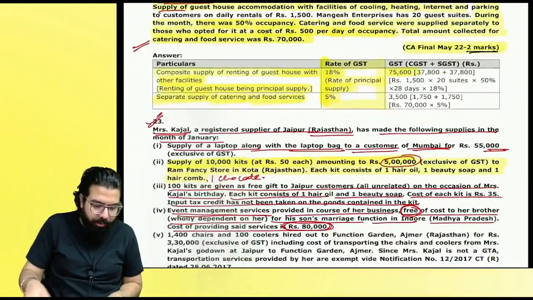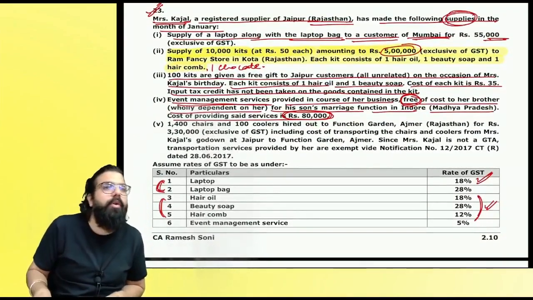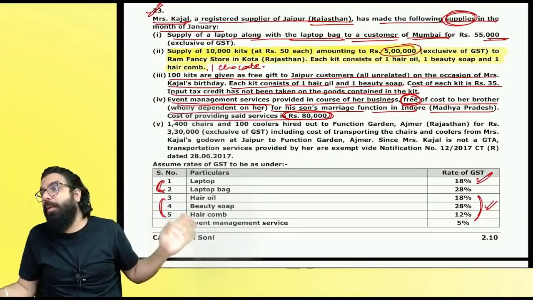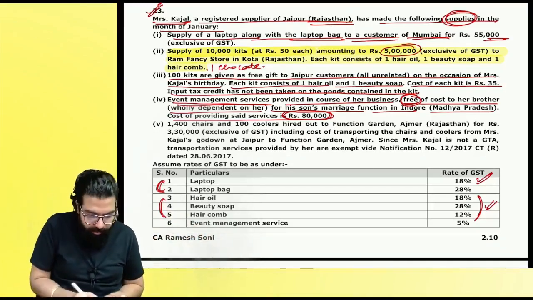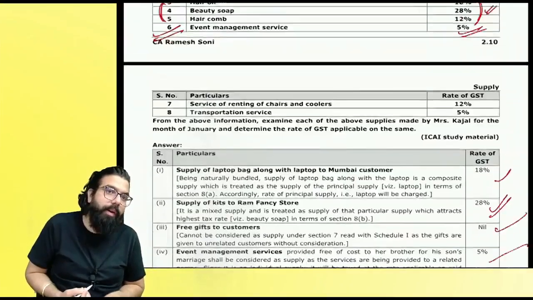Yes, because they have gone ahead and told us she has made the following supplies, and these supplies are in the course of business. Supply between related persons in the course of your business without consideration. Will it be a supply? Yes. Can I go ahead, everyone? Rate. Event management service is 5%. Can I go ahead, everyone? Next.